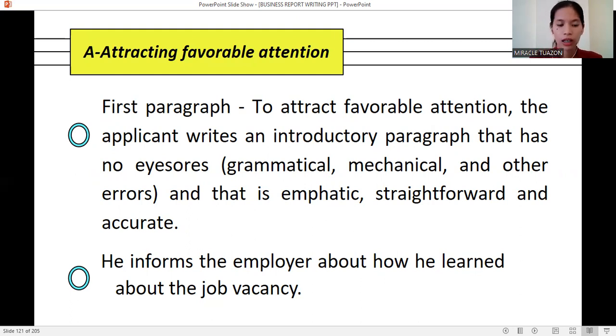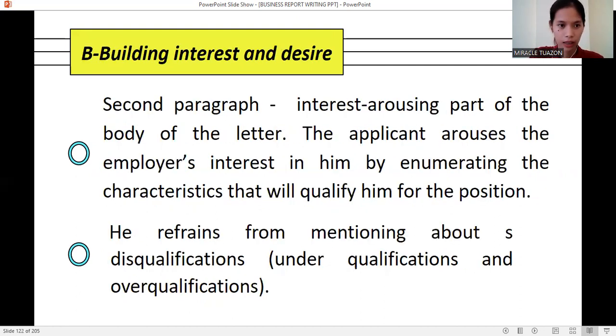So, ganun. Next, he informs the employer about how he learned about the job vacancy. So, after the first paragraph, I have learned from a magazine, from a newspaper, that you are in need of an accountant, of a clerk, what else? So those certain positions in the company.